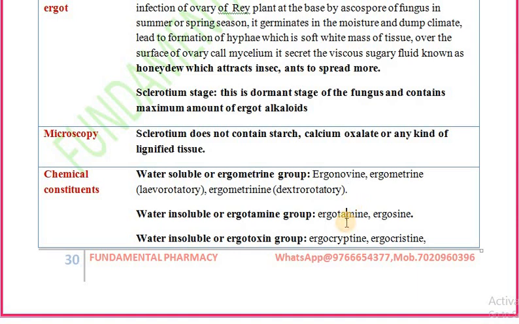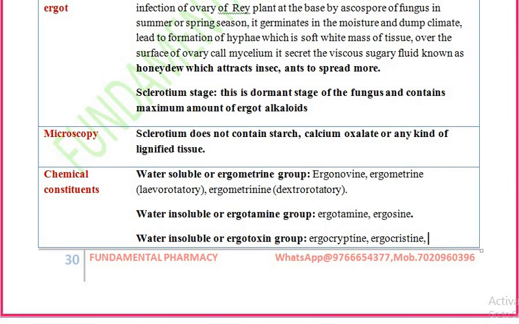The next group is the water insoluble or ergotamine group. What are the examples? Ergotamine and ergosine. These are the two examples from the ergotamine group. The third group is the water insoluble or ergotoxine group. What are the examples? Ergocryptine and ergocristine. These are the examples of the water insoluble ergotoxine group.